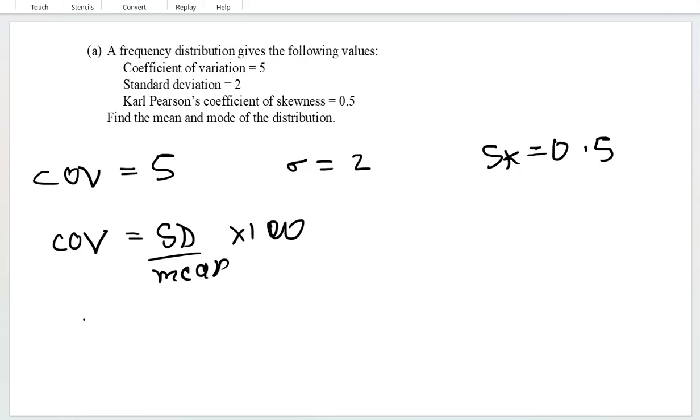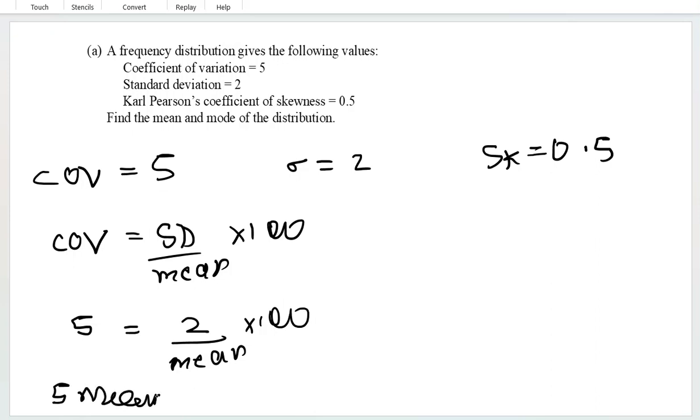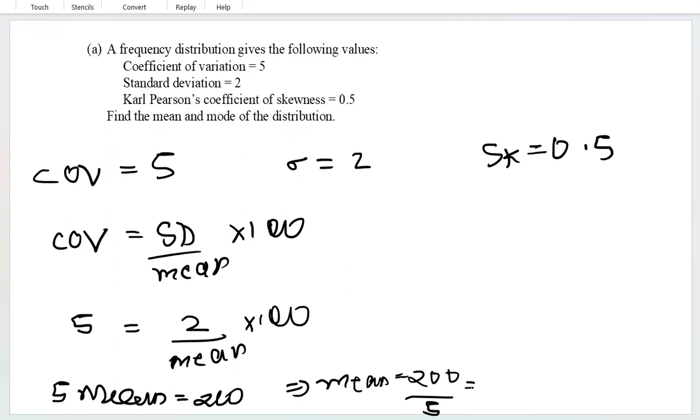Now, COV is 5, SD is 2. We have to find the mean. So we can get the mean from this. You get 5 mean is equal to 200, and therefore you get mean is equal to 200 upon 5, which is 40. Now, this gives us the mean. So we have found out the mean.